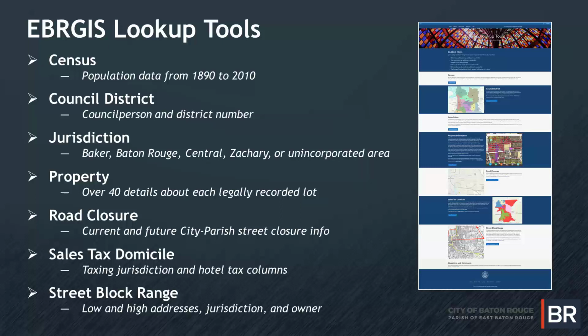You can look up which council district or jurisdiction a specific address is in. You can find detailed information about a property lot. You can find a list of current road closures throughout the parish. You can search which sales tax domicile an address is located in. You can also find the range of addresses in a street block, as well as the owner of that street segment.